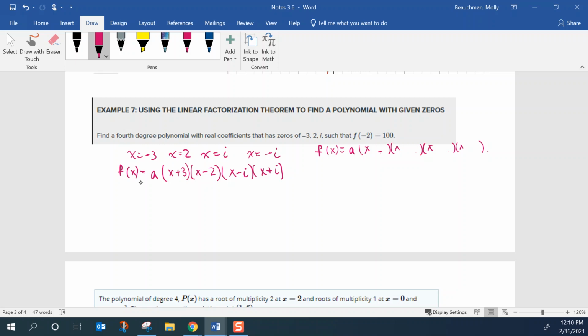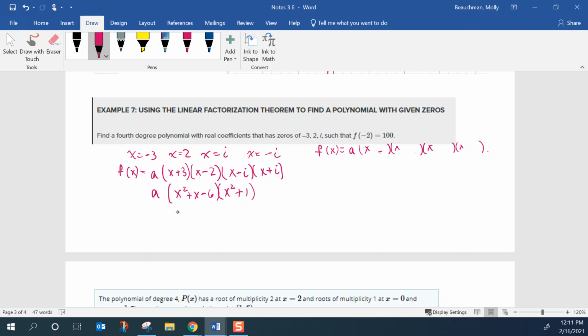So if I multiply that out, I end up with a times, let's see, x plus 3 times x minus 2, I get x squared, plus 3x minus 2x is plus x, 3 times -2 is minus 6. x plus i times x minus i, I get x squared. The middle terms will cancel. I get negative i squared. i squared is -1, so that ends up being plus 1. You can multiply this out if they need it multiplied all the way through.